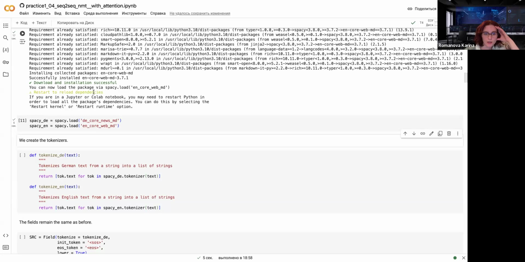Okay, so here we have tokenization and we load spaCy models. We use the spaCy library for text tokenization. You should remember why we need this library, because we had it in recurrent neural networks, and when we used CNNs to process our sequential text, I mean sequential data.